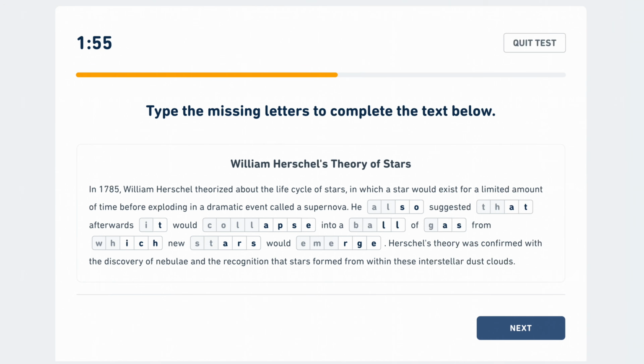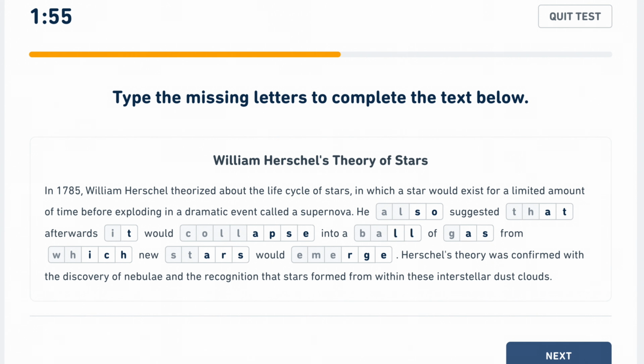Here's an example. This one comes from the official practice test, and the topic is about the theory of stars, so a science-based topic. After reading the title and the first and last sentence, we get a good understanding of the context, and we can use that knowledge to fill in any gaps. So some science-related vocabulary, we have gas and stars.